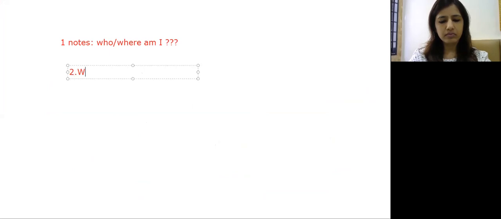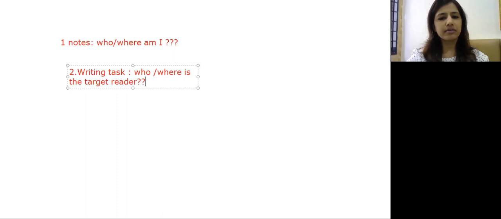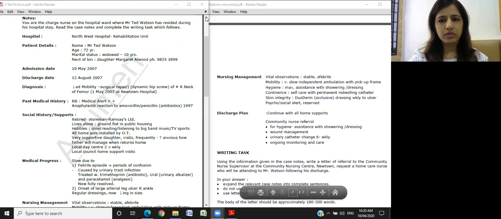Do not skip them. They may sound very easy, but they can significantly affect how you interpret the whole case notes and which kind of vocabulary you are using there. So you read writing task to find out who and where is the target reader. So you go to the writing task and find out, write a letter of referral to the community nurse supervisor.